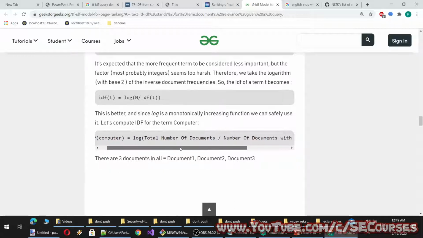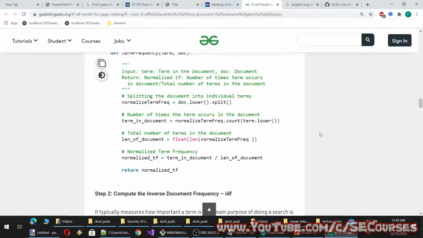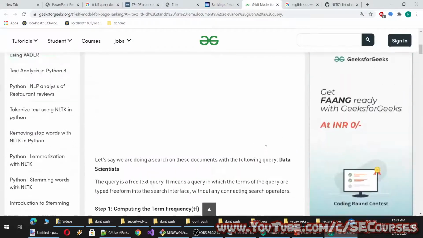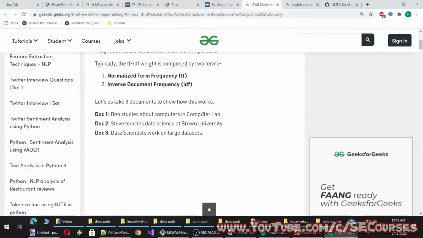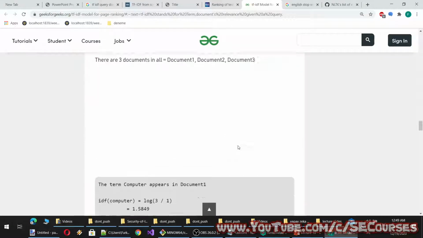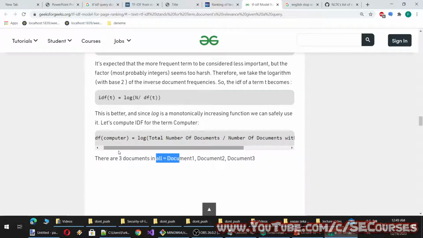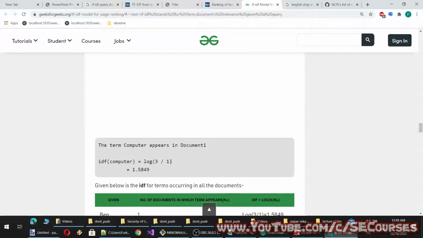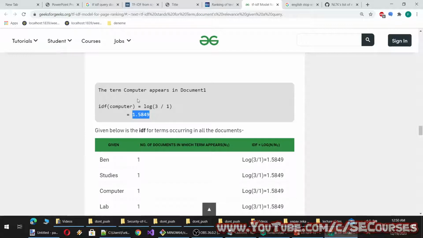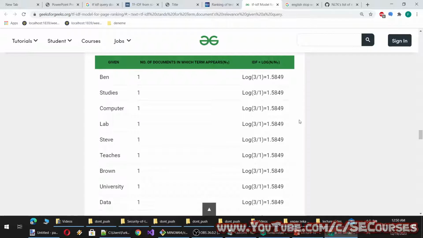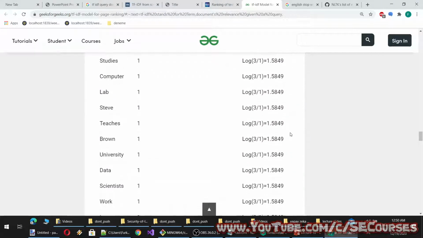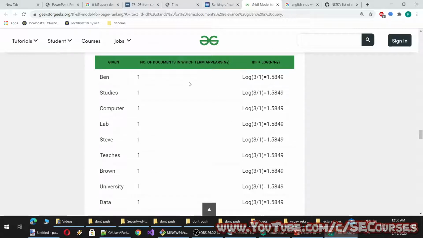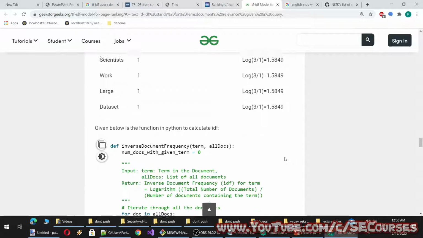So the IDF of "computer" is calculated as the logarithm of the total number of documents over the number of documents with the term "computer" in it. The number of documents containing "computer" is 1, since it appears in only one document. The total number of documents is 3. Therefore, the log of 3 over 1 is 1.5849, and the term frequency of "computer" is 1. Therefore, TF-IDF is this one. So you see, almost all, actually all, words in each document get the same TF-IDF value.